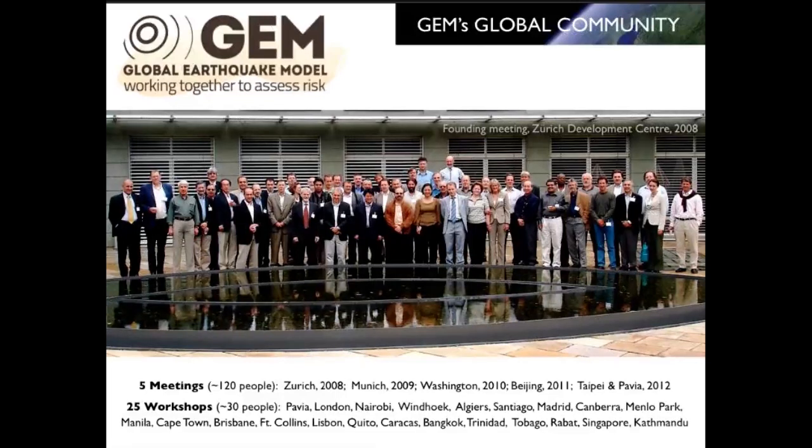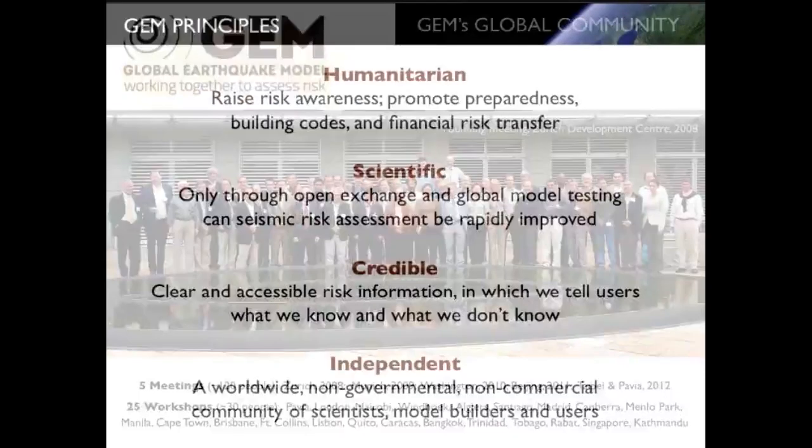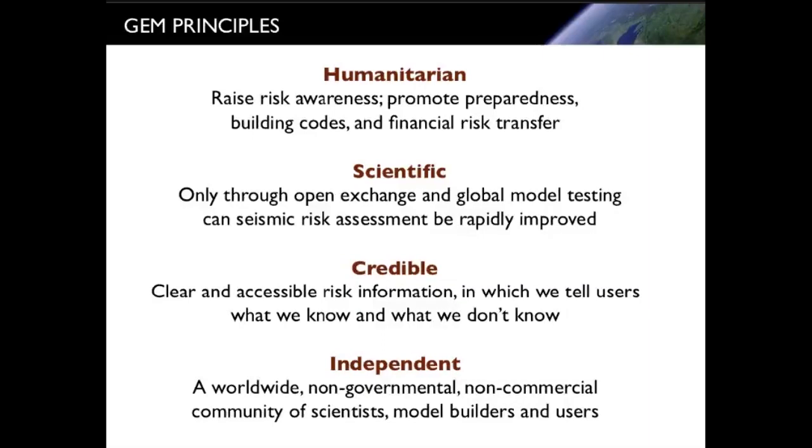We are sophisticated enough, and the world can be made more sophisticated, to use that information if it's provided. We have no illusions that models and maps change behavior, but we are certain that if we don't build these, people will ignore the problem. People will have an excuse to ignore the problem. Here are GEM's principles. They're simple. Raise risk awareness. That's the most important thing. And if we do so, we'll be promoting preparedness, building codes, and financial risk transfer.